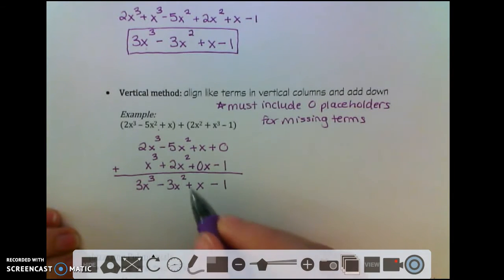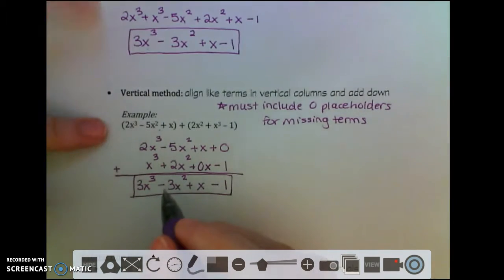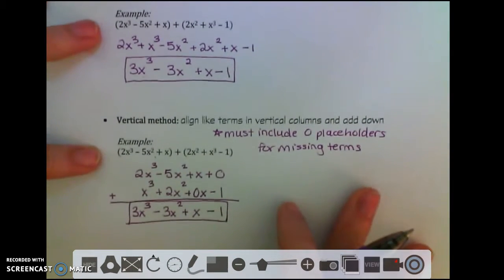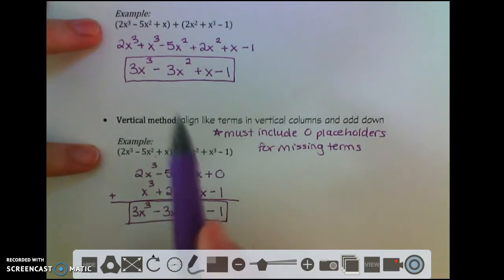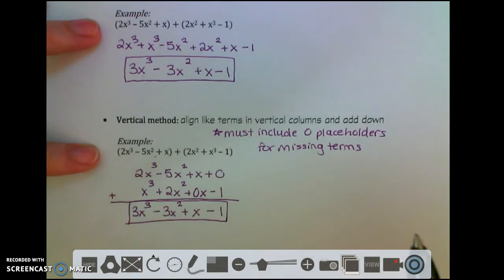Now all of my like terms are combined. I only have one of each of those variable terms, so I am finished. And I can see, since I was using the same operations here, the same polynomials, I get the same answer either way.